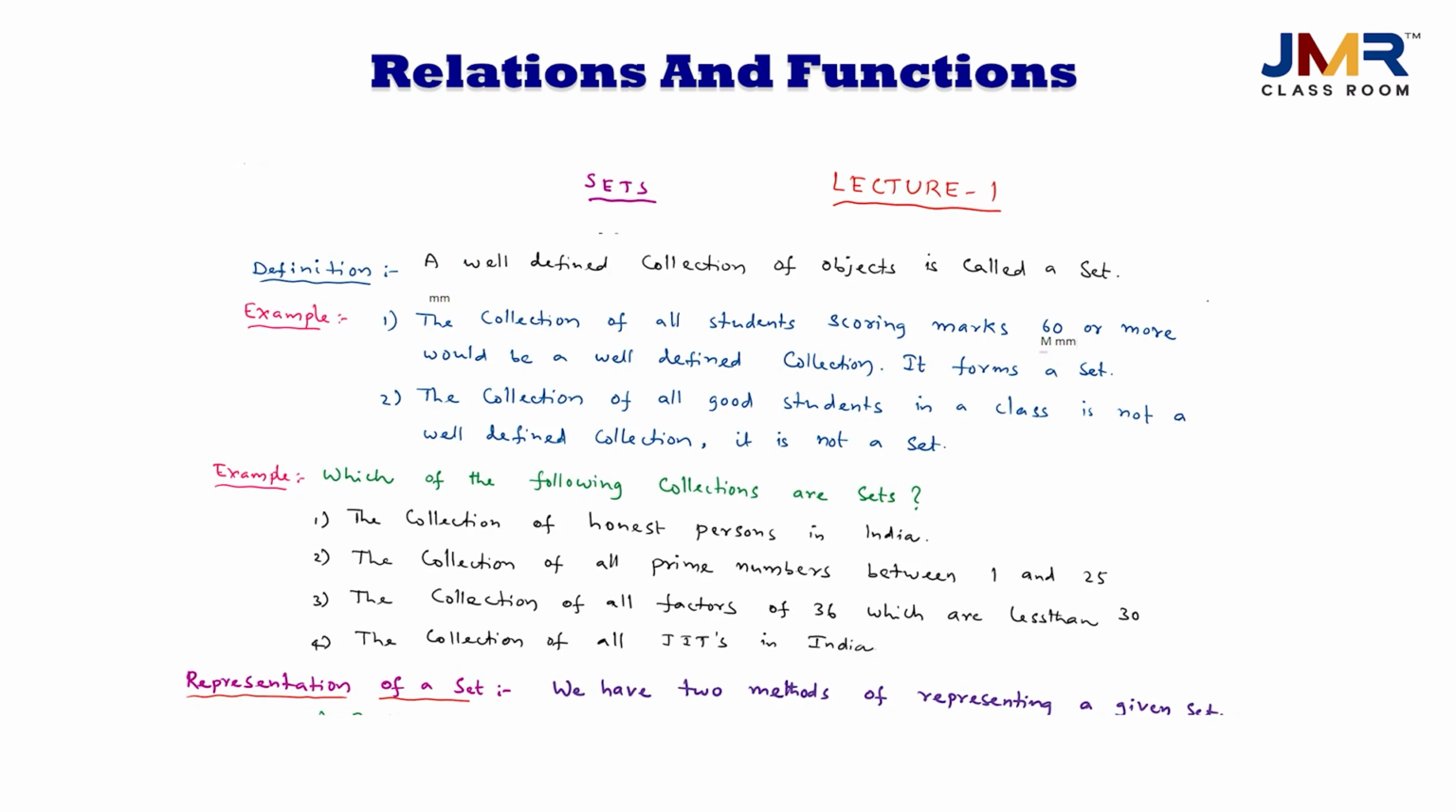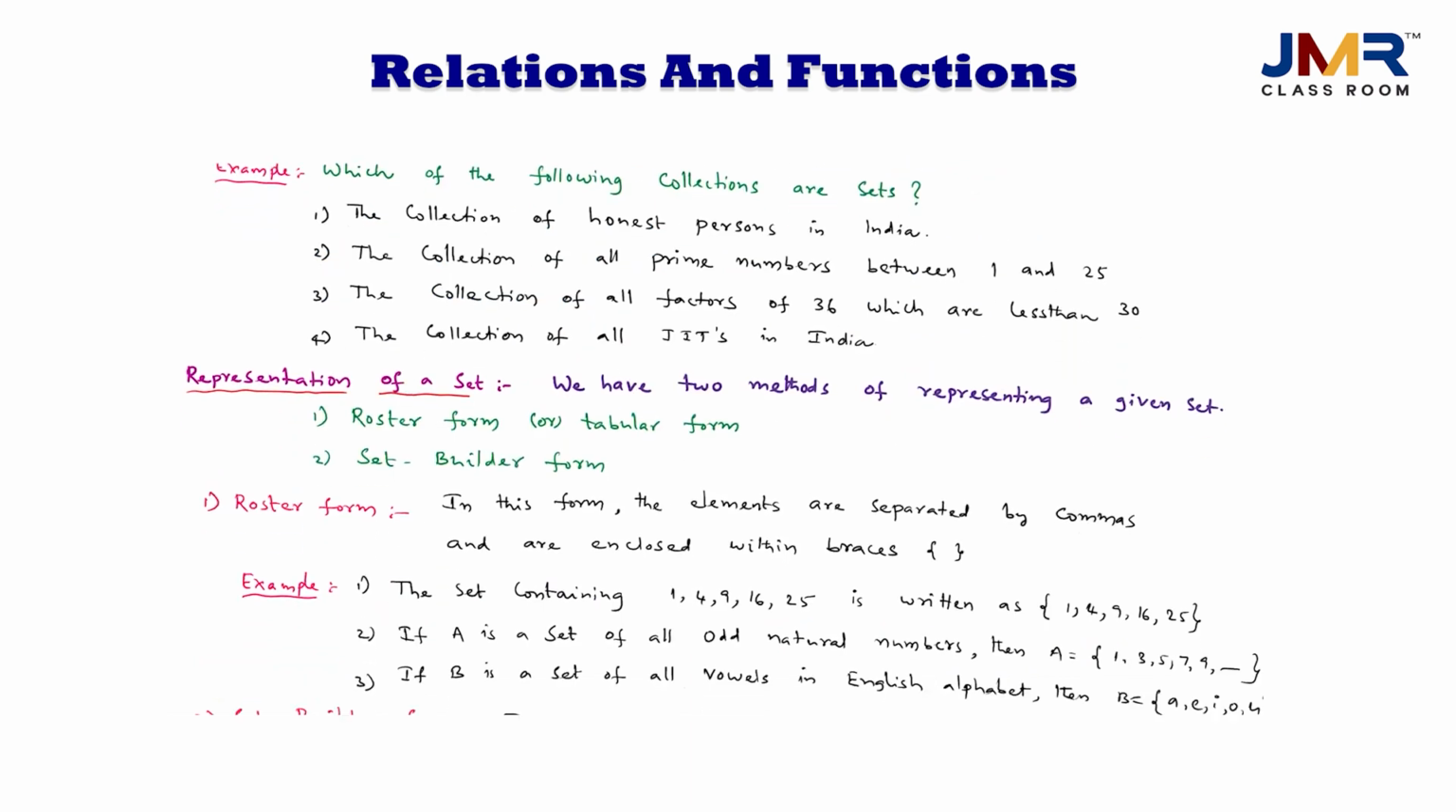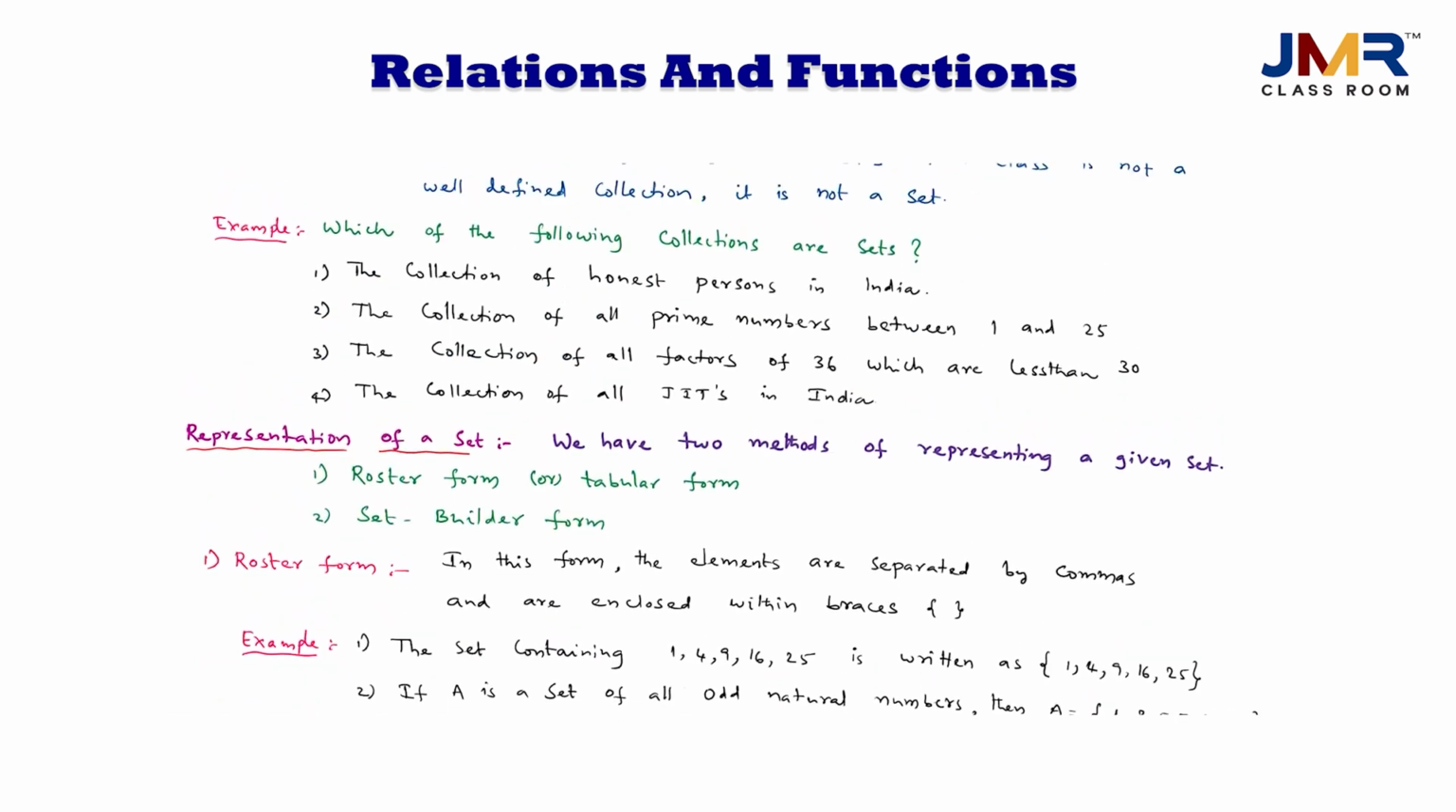But see the second example: the collection of all good students in a class is not a well-defined collection, so it is not considered a set. Why? Because there is no criterion for a student to be good. It can vary from person to person, so it is not considered a set. So finally, what is meant by a set? A set is a well-defined collection of objects.